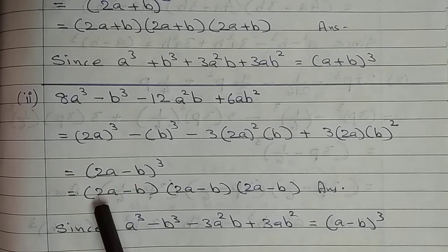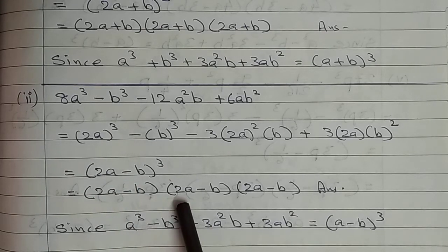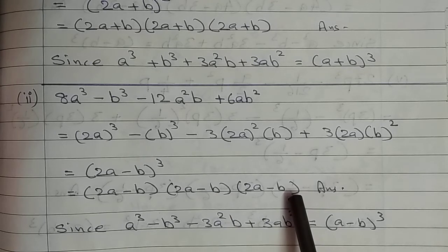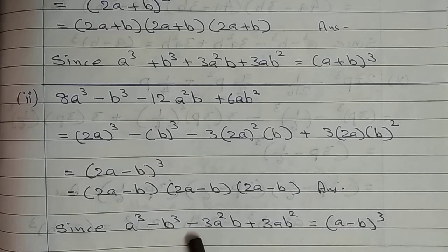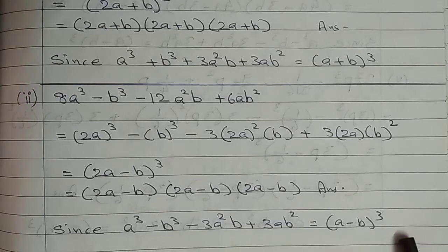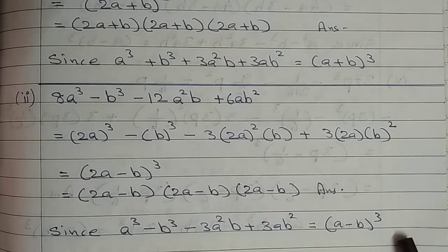This can also be written as 2a minus b into 2a minus b into 2a minus b. And here we are using the identity a cube minus b cube minus 3a squared b plus 3ab squared equals a minus b the whole cube.